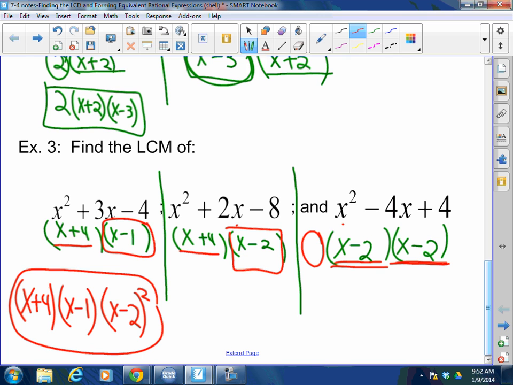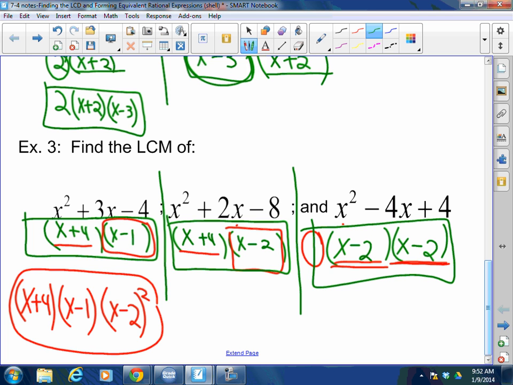Now, I promise we're not going to do this, but just to give you a little eye-opener to tomorrow, just think. If this was my LCD, what do I have to multiply to this one to have my LCD? X minus 2 squared, right? Because I already have the x plus 4 and the x minus 1. What do I have to multiply to this one to get the LCD? An x minus 1 and an x minus 2. Excellent. What do I need to multiply to this one to get x plus 4 and x minus 4? Yes. And remember, whatever you do to the denominator, you must do to the numerator. Okay, that's all I want you to think about. I promise I will not complicate this today, but just so you can know what's coming.